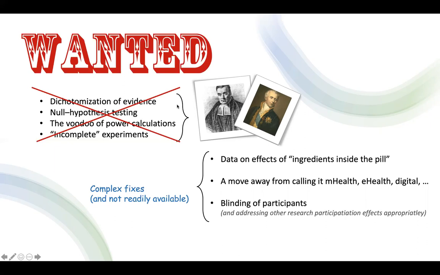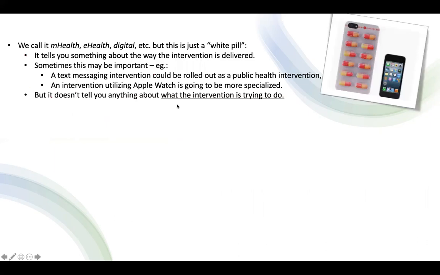Okay, now moving on to the more complex stuff that is actually quite hard to address, but I have some ideas of how to do it. We tend to call it M-health, E-health, digital, and so on, right? But in reality, that's just saying that we're dealing with white pills. So if I wrote a meta-analysis with the title, what is the effect of white pills on headache? People will go, you can't write that, that's ridiculous. But we do write meta-analyses of what's the effect of M-health and alcohol interventions, right?